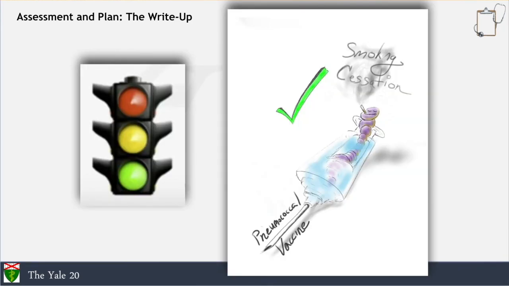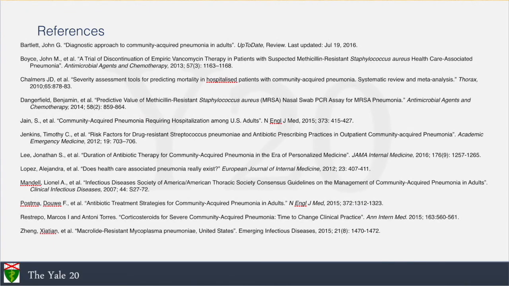Okay, then to wrap up, consider some odds and ends like counseling on pneumococcal and influenza vaccines, which can be given prior to discharge. And most importantly, smoking cessation should always be on your agenda. Well, it's been an absolute pleasure to take you through this introduction to the inpatient management of community-acquired pneumonias.